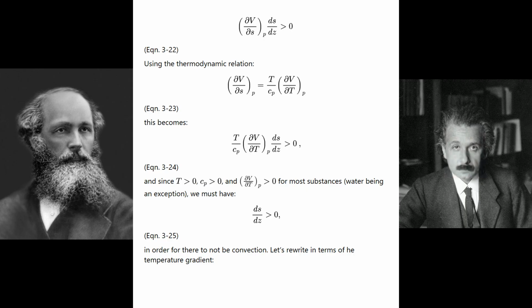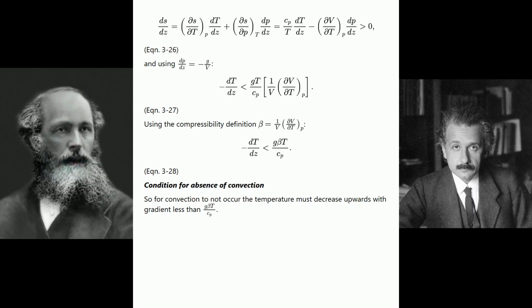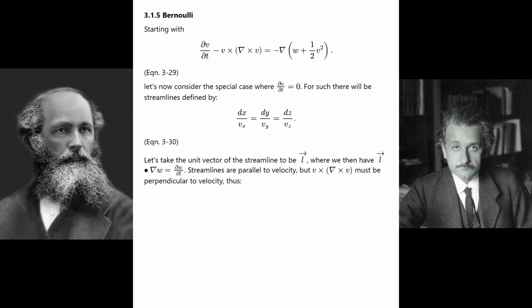In order for there to not be convection, let's rewrite in terms of the temperature gradient. See equation 3-26. And using the derivative of P with respect to Z equals minus G over V, see equation 3-27. Using the compressibility definition beta equals 1 over V times the partial derivative of V with respect to T at constant P, see equation 3-28. Condition for absence of convection: for convection to not occur, the temperature must decrease upwards with gradient less than the fraction with numerator G and denominator beta T over C sub P.